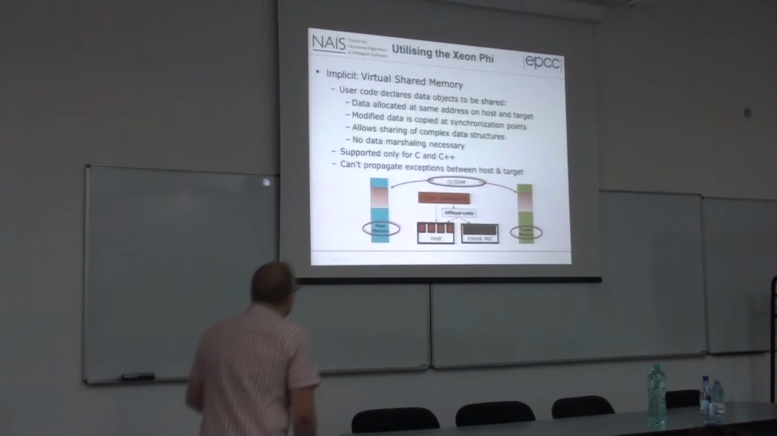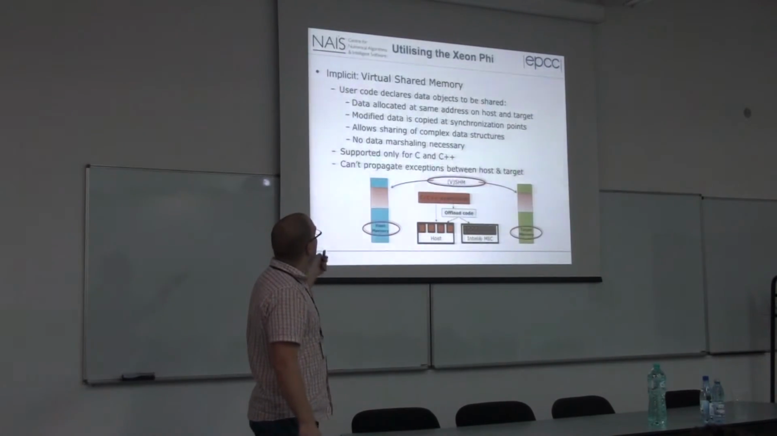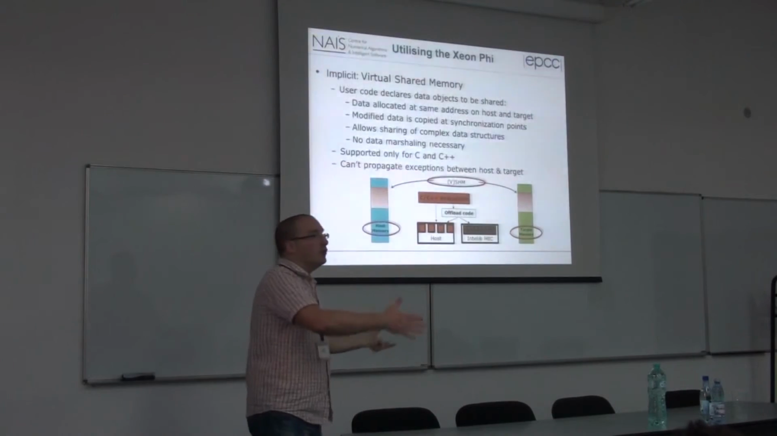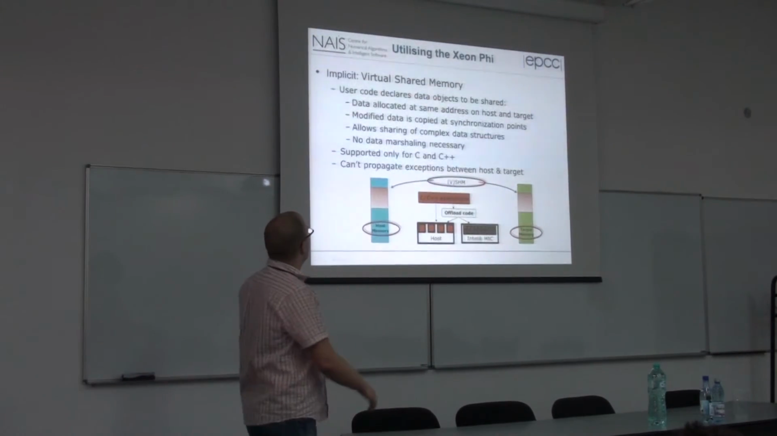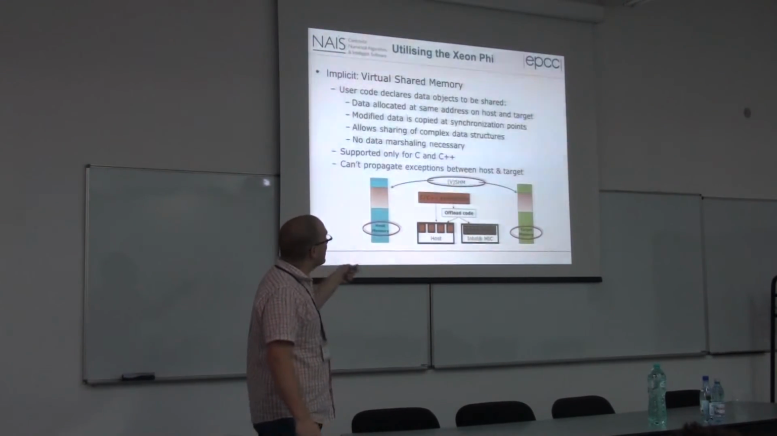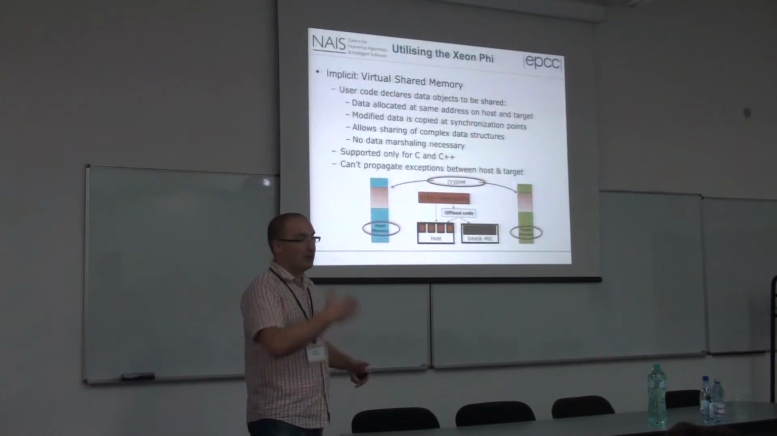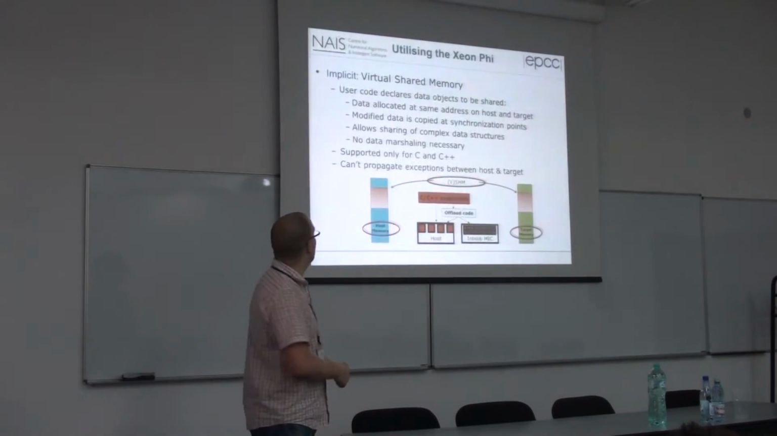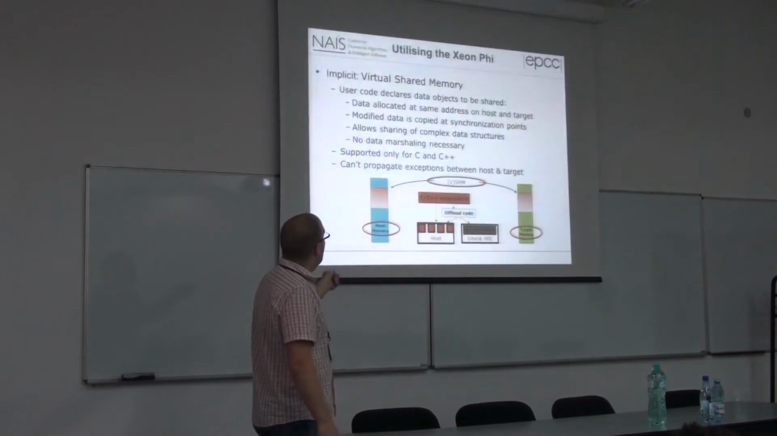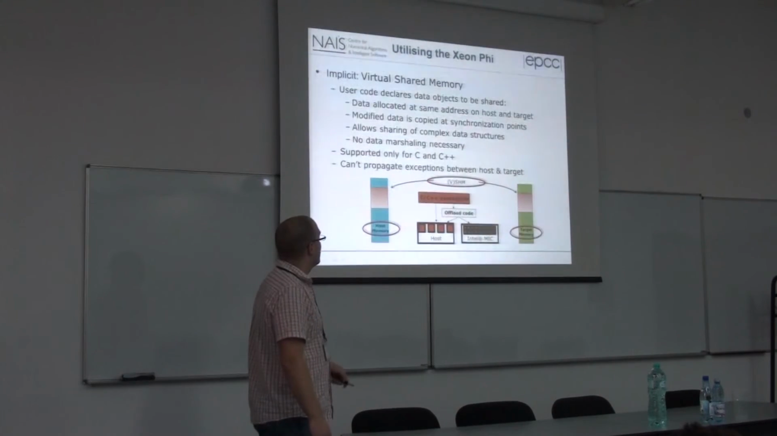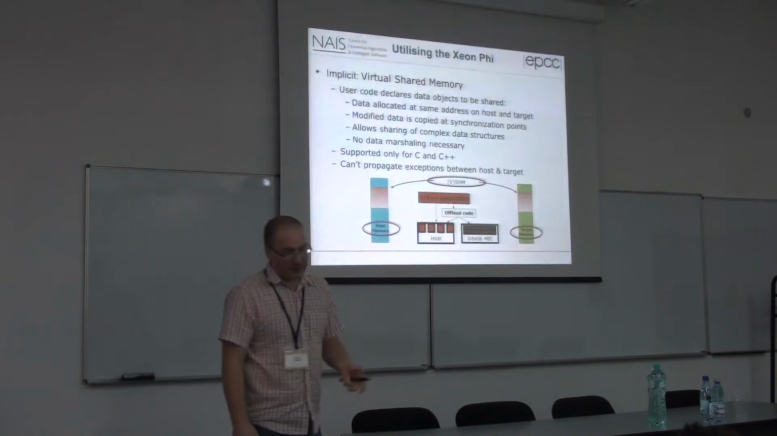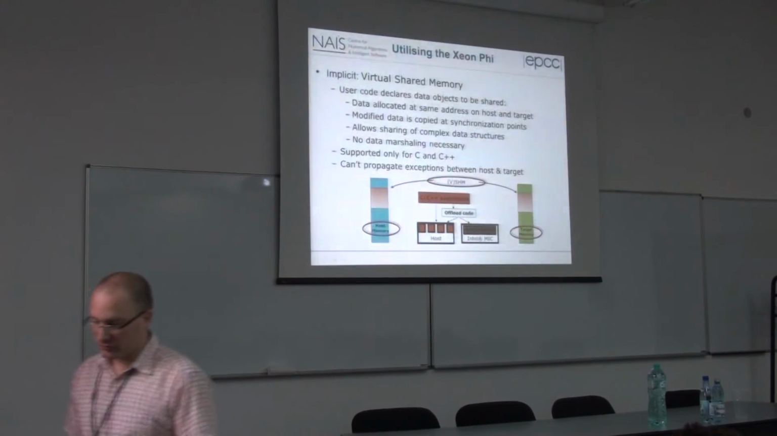But there's also an implicit way of doing this offloading, which is something called virtual shared memory. So the user declares objects to be shared, and then the data is allocated both on the host and the Xeon Phi. And it will implicitly copy the data backwards and forwards when you change it in either place. At various points you say synchronize here, and it will do that copy for you, and it lets you offload the code that way. So you can either manage the memory directly yourself in this offload model, or you can use a virtual shared memory.